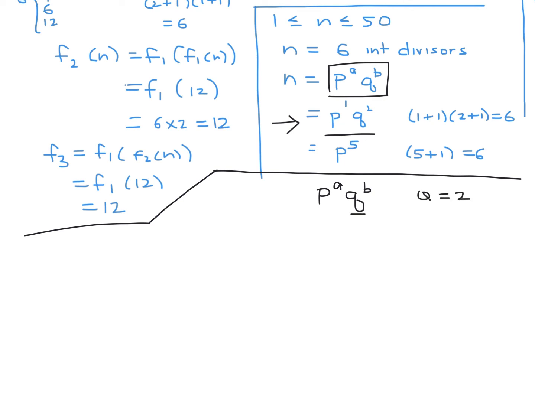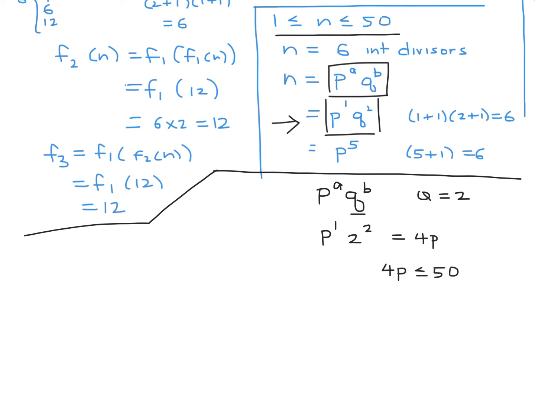So this q right here. And we will start with this scenario first. So we have p to the power of 1, q, which is 2, to the power of 2. So this is 4p. All right? And our boundary is between 1 and 50, so we want 4p to be less than 50.